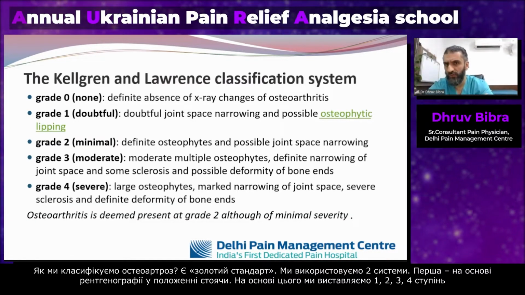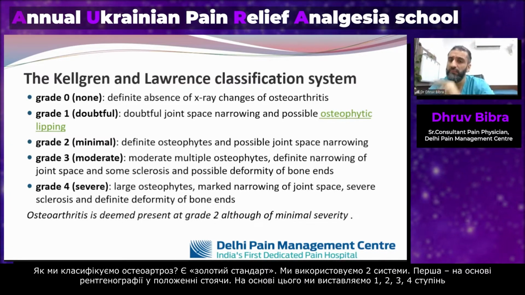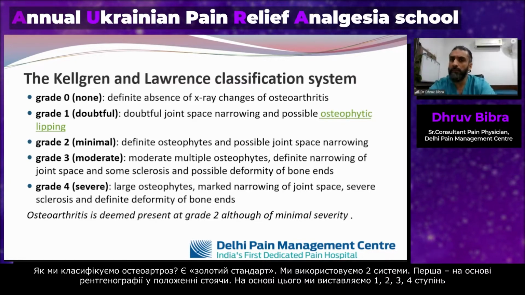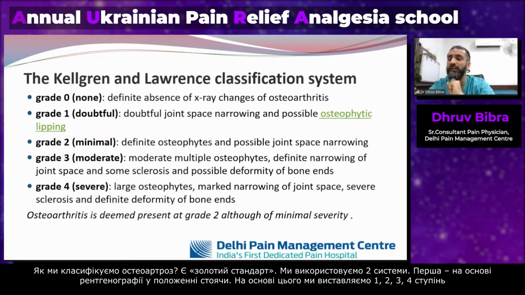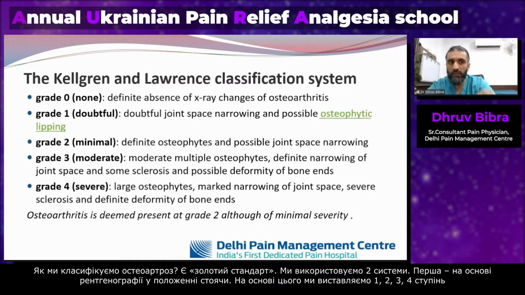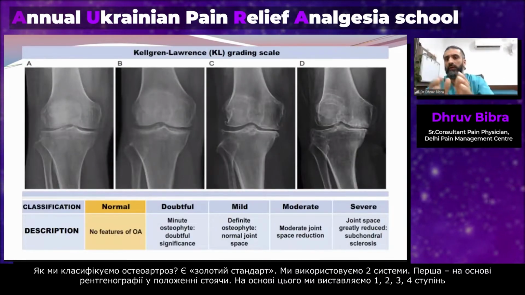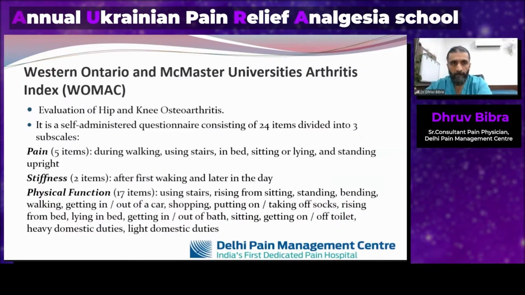Okay, fine. How do we diagnose and how do we grade osteoarthritis? There is a gold standard that we are using. We are using basically two systems. One is based on investigation, that is an X-ray. The X-ray has to be taken in an AP view in a standing or weight-bearing position. Based on that, we label it as grade 1, grade 2, grade 3, or grade 4, which is mild, moderate, and severe.